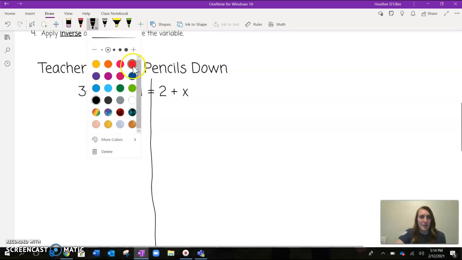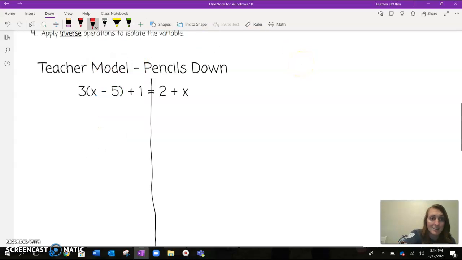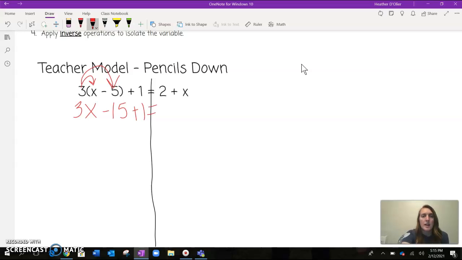All right, I'm going to take that positive 3, distribute it to the x, and distribute it to the negative 5. Not the plus 1, the plus 1 is outside of the parentheses, so it doesn't matter right now. So 3 times x is 3x. 3 times negative 5 is negative 15. And then, oh yeah, nothing happened with that, so I just bring the plus 1 down, and I bring 2 plus x down, because I didn't do anything with them.